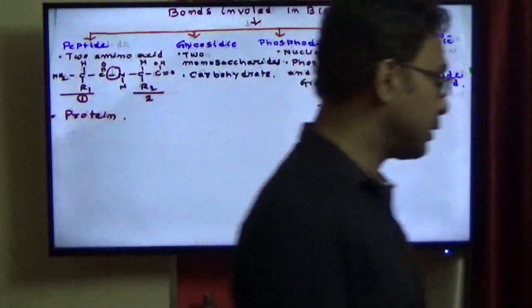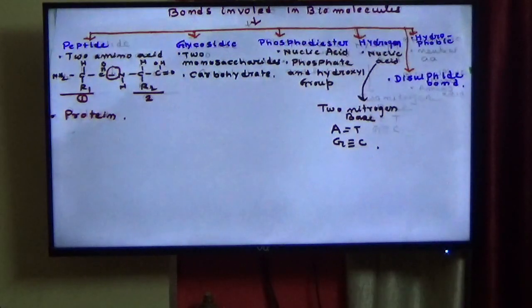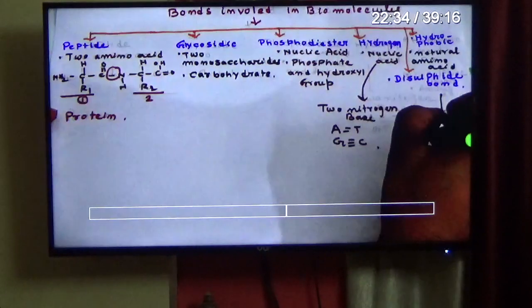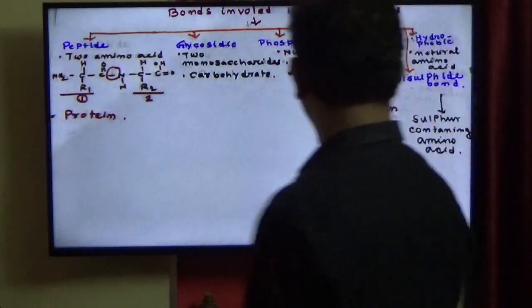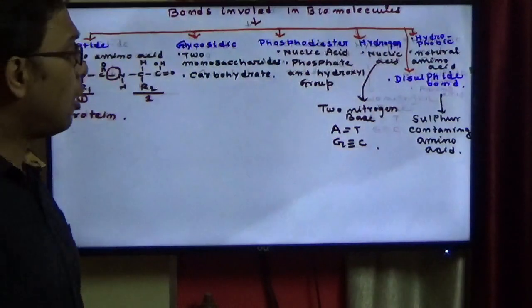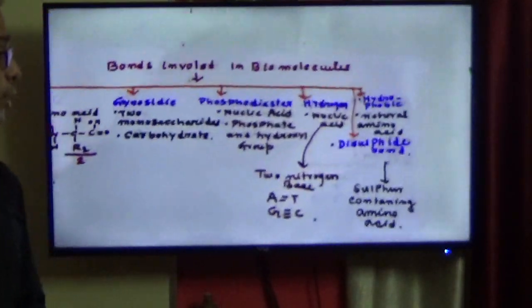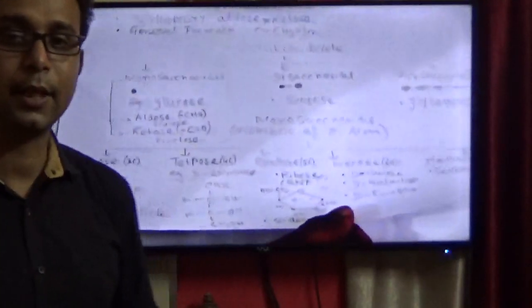Another two bonds present in the structure of protein are the hydrophobic interactions and the disulfide bonds. Naturally the neutral amino acids are joined together by hydrophobic interactions, and the proteins are joined together by disulfide bonds. Now we are going to our next part, that is carbohydrate.